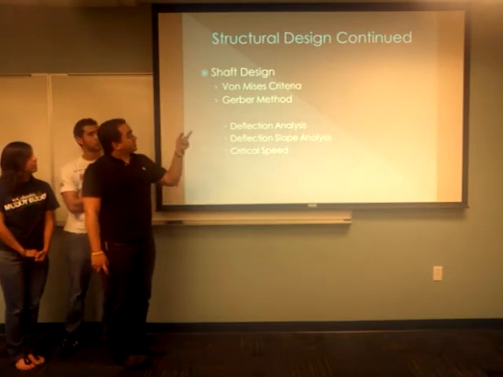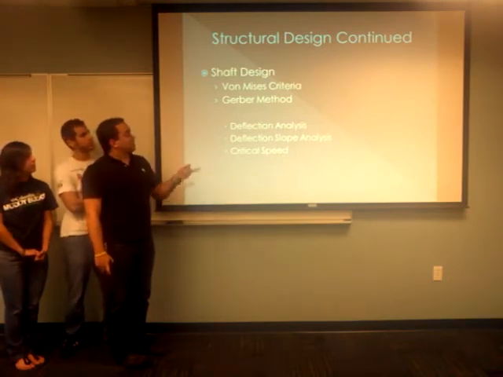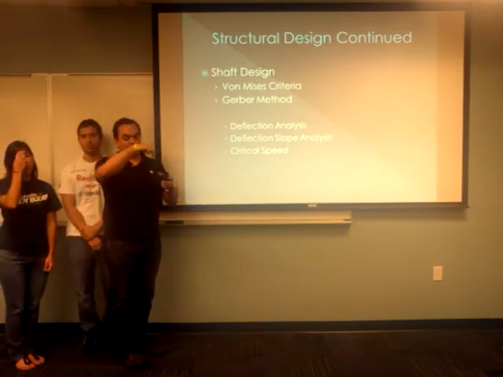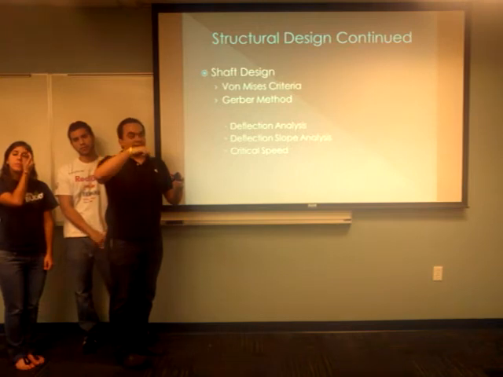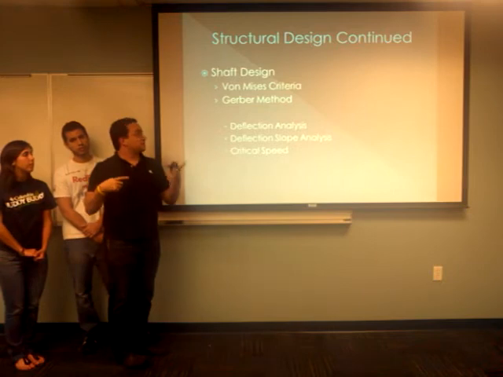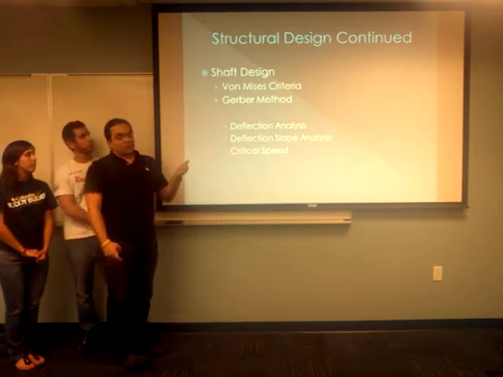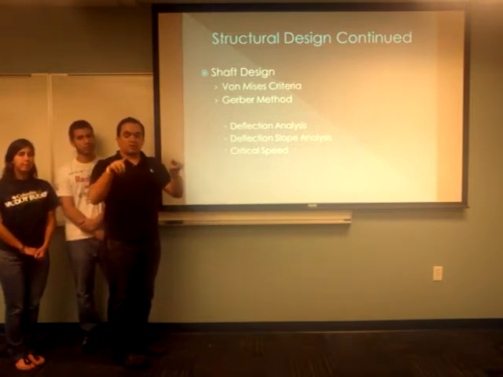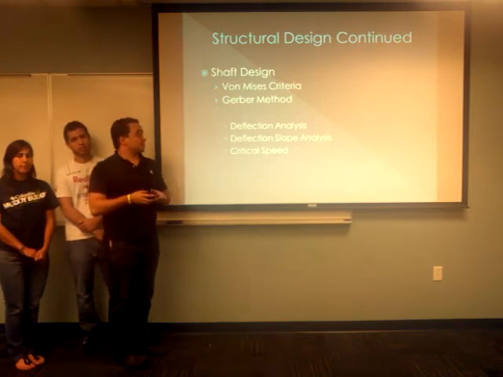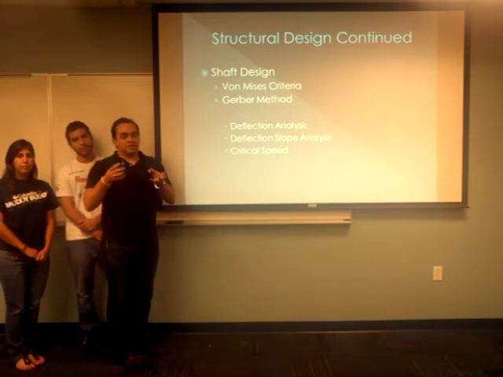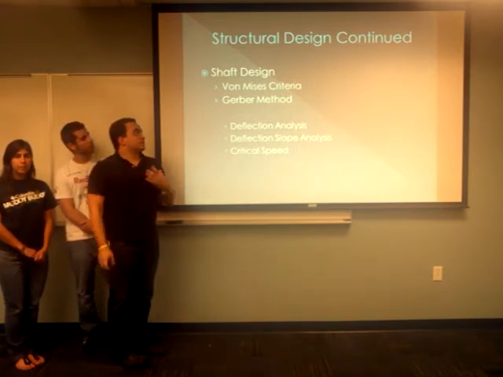The third part of the project is the shaft design. We evaluate the static forces in the shaft using von Mises, and the cyclic forces using the Goodman method. Also, we developed the deflection analysis of the shaft, so we can see how much it's going to deflect and the slope that it's going to have. Also, the critical speed is very important, to see that the input speed and the output speed are going to be okay for the shafts that we obtained.